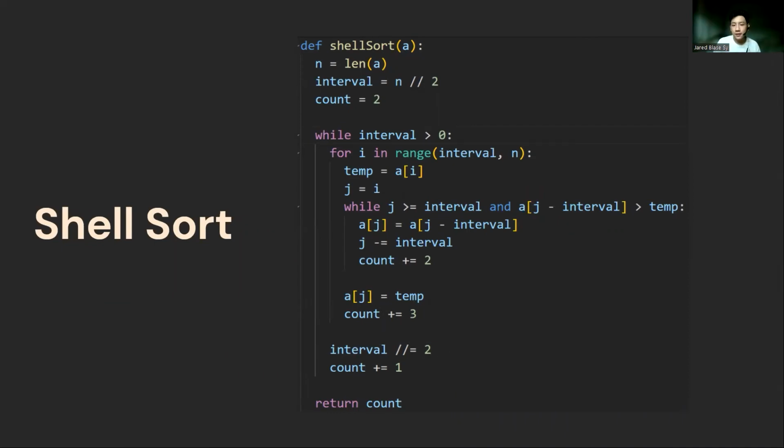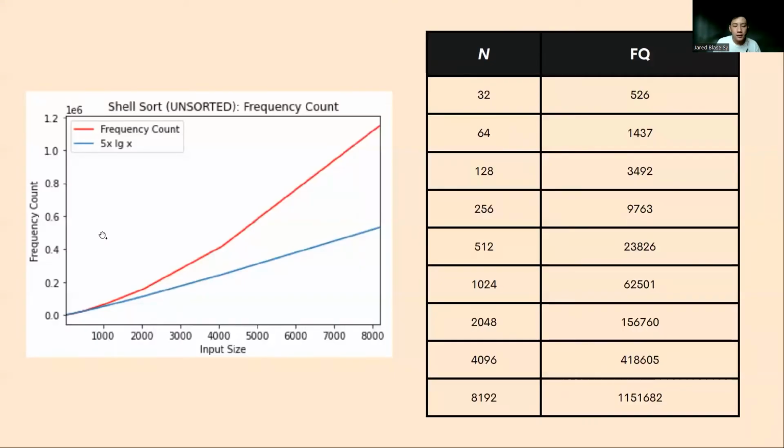The average complexity of this algorithm is O of n log n, and the worst case is still O of n squared, which only happens when the interval is initially set to 1, which effectively makes it a plain insertion sort. In the unsorted array, we can see that the frequency count is comparable to O of n log n, even if it has a worst case complexity of O of n squared.